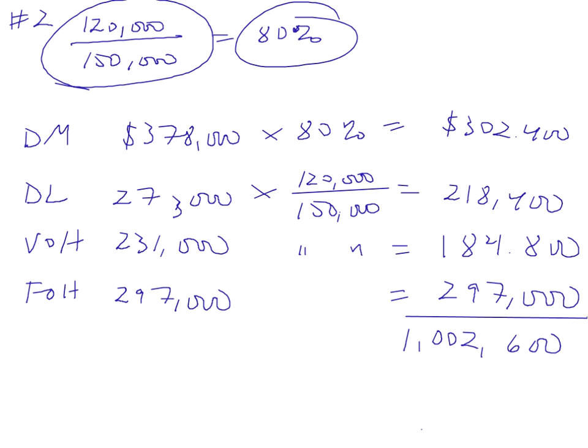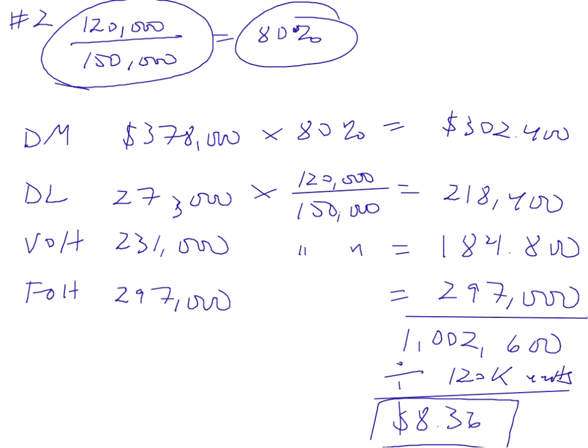1,002,600. And then you divide that by 120,000 units, and you get $8.36. So this $8.36 goes in Part B. All right, so again, Part B, last year's amount was $7.19. This year's amount is $8.36. So both amounts are going to be used for Part B.